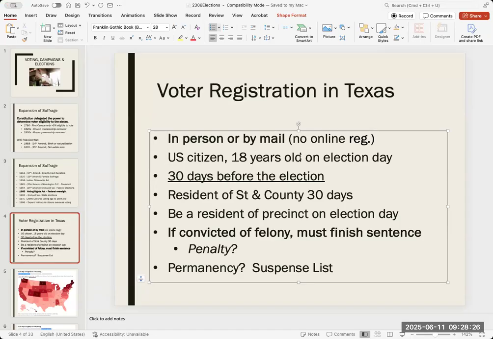citizen and 18 years old on election day to register to vote, even though you can register a couple months ahead of the election if you're 17. But in Texas, you have to register 30 days before the election. This is basically the federal maximum. States cannot require you to register more than 30 days before the election, but they can allow you same day voter registration.